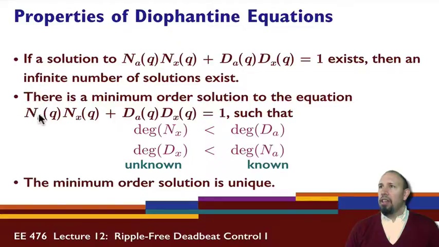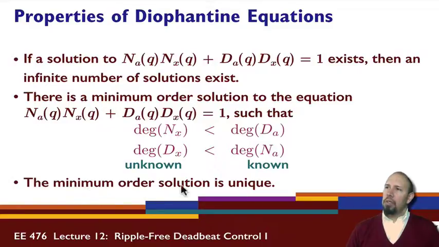The solution we find using the partial fraction expansion is that minimum order solution. The minimum order solution is a solution such that the degree of this is less than the degree of this, and the degree of this is less than the degree of that. These two degree terms are known. These two unknowns have degrees that satisfy this. Generally speaking, even though it says this degree is less than that, it's usually equal to this degree minus 1. Similarly, dx has degree equal to this minus 1.